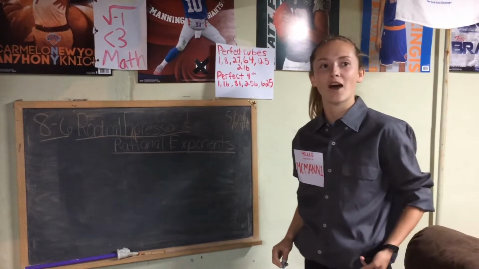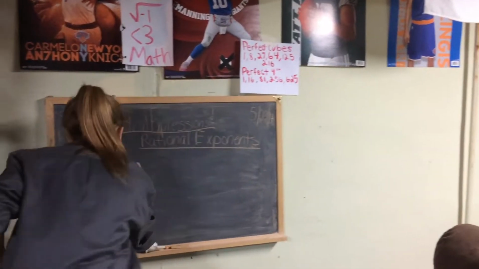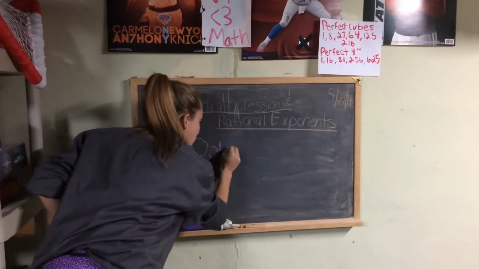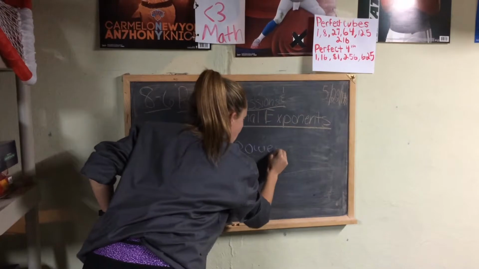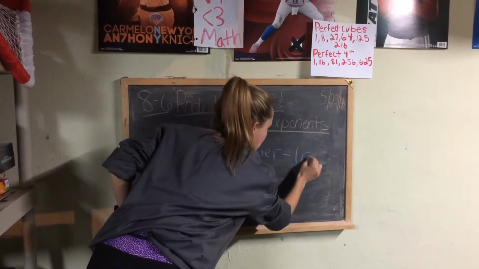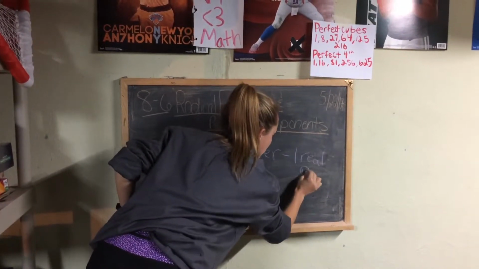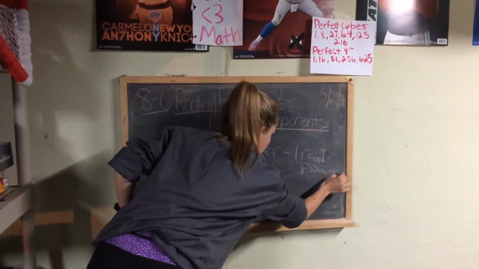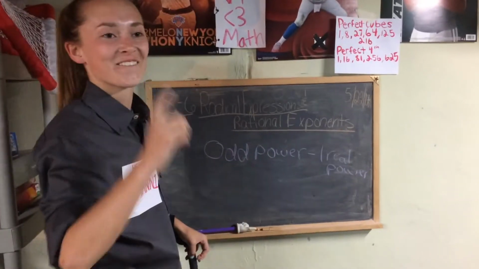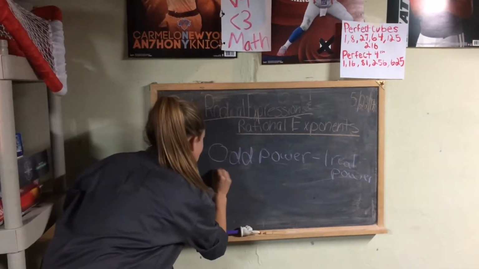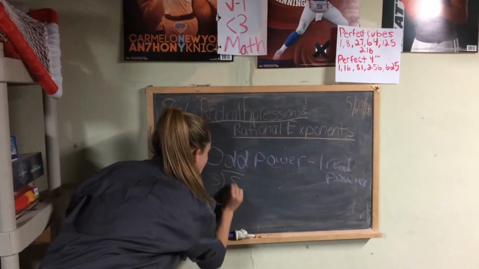Types of real roots. The odd power has one real root, and it is positive or negative. Our first example is the cube root of 8.